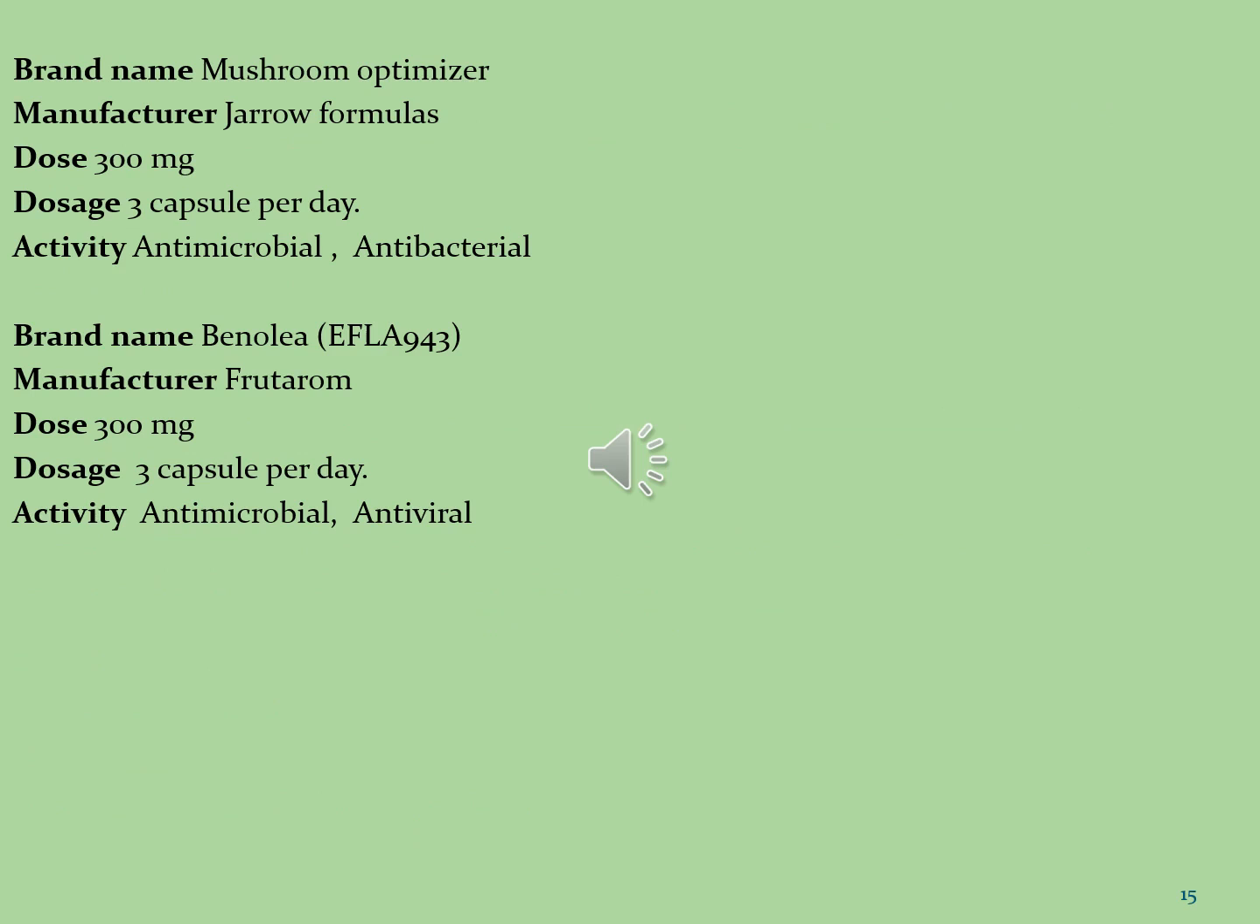The next brand is Mushroom Optimizer, which is manufactured by Jarrow Formulas Nutraceuticals. We take its dose as 300 milligrams per day. It is formulated in capsule dosage form. It is used as antimicrobial and antibacterial agents.